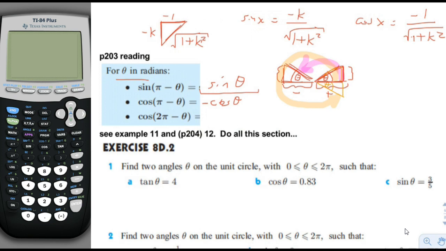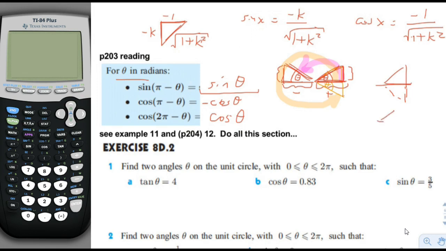Well, it's the same, right? Because look, the adjacent is this line here. It's positive. This would also have the same adjacent. The hypotenuse is the same. So it's equal to the cosine of theta. Okay? So this is just saying that when you have a reflected triangle like this over the x-axis, then they have the same cosine.